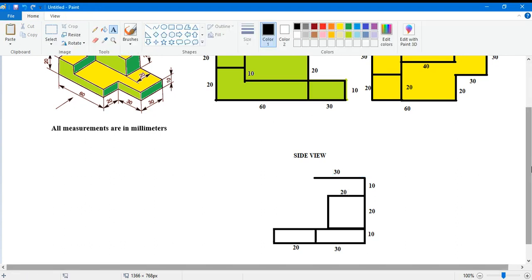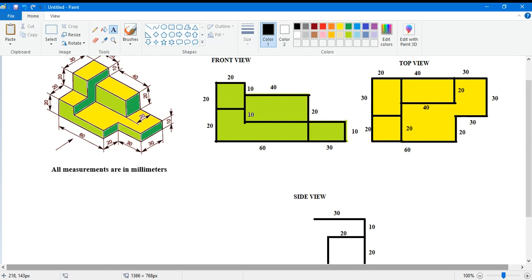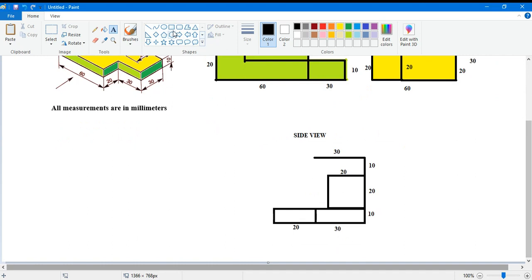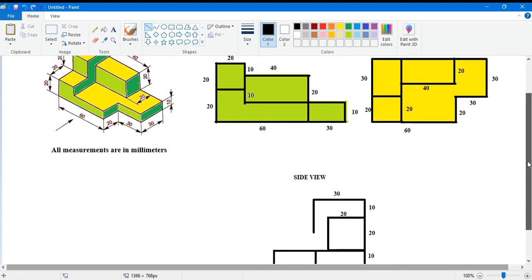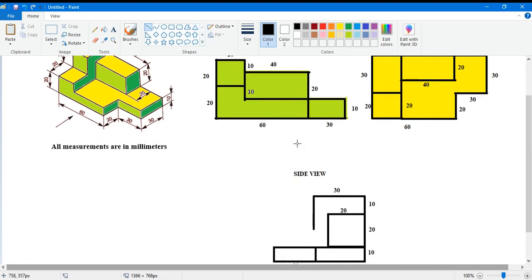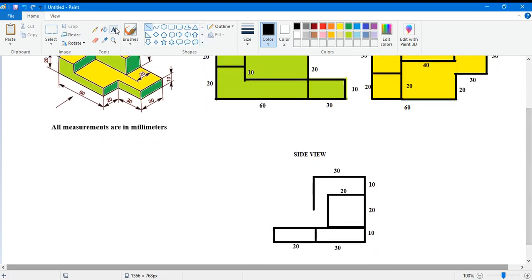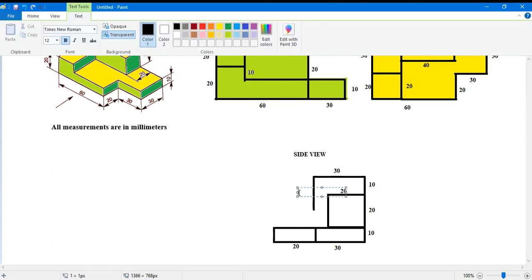Now I need to go down. Look at this. I have to go down. How much I need to go down? I need to go down 20 millimeters. So I took this and I will go down from here. I will go down 20 millimeters, more or less like here. So what is the measurement of that line? That line is going to be 20 millimeters.